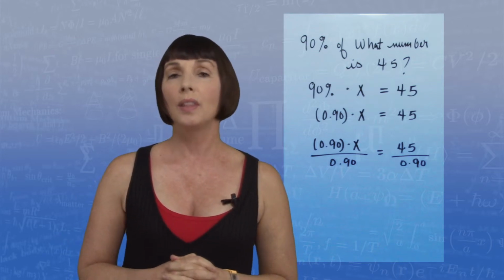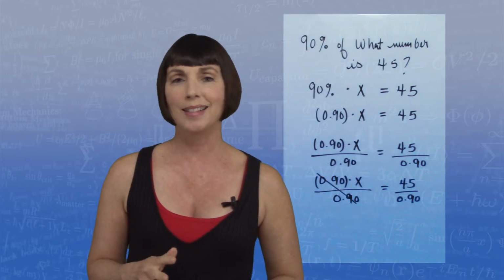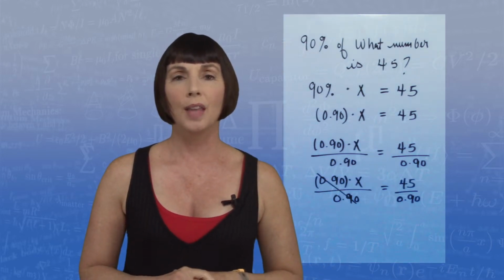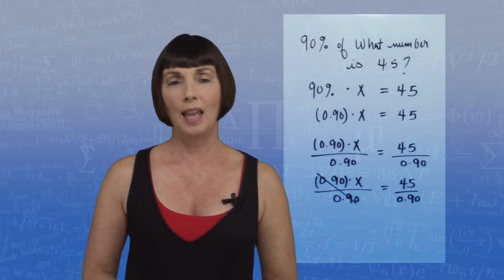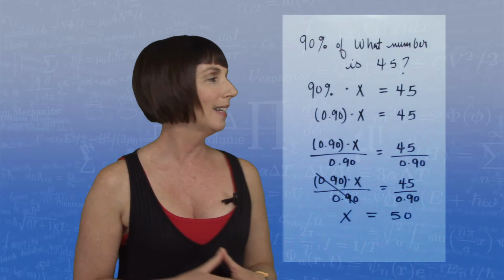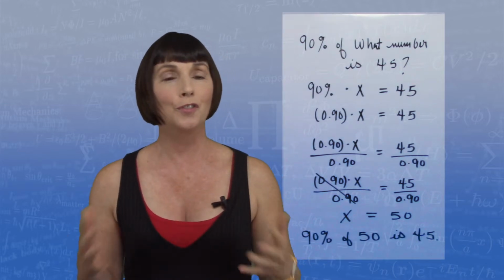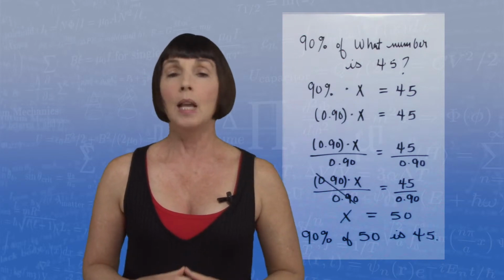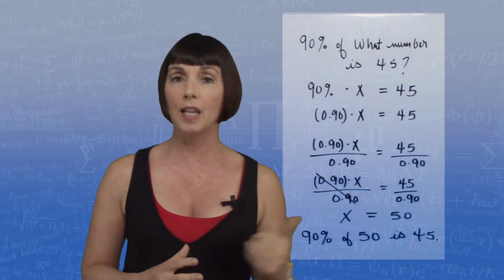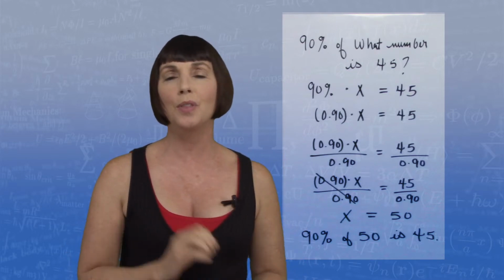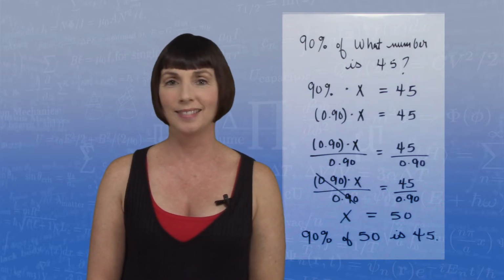Now, on the left, that 0.90 in the numerator and the denominator just cancels out. It actually becomes 1. So that leaves me with x equals 45 divided by 0.90. And if you calculate that, you will find that x equals 50. So 90% of 50 is 45. Now, if you would prefer to see this problem solved with fractions instead of decimals, we have a companion video that does just that, so feel free to check that out. For now, let's move on.